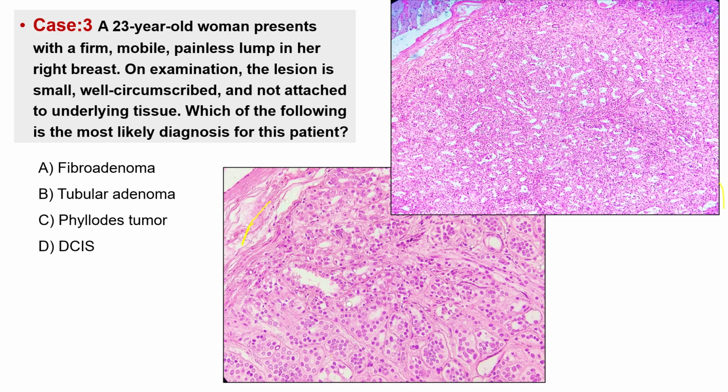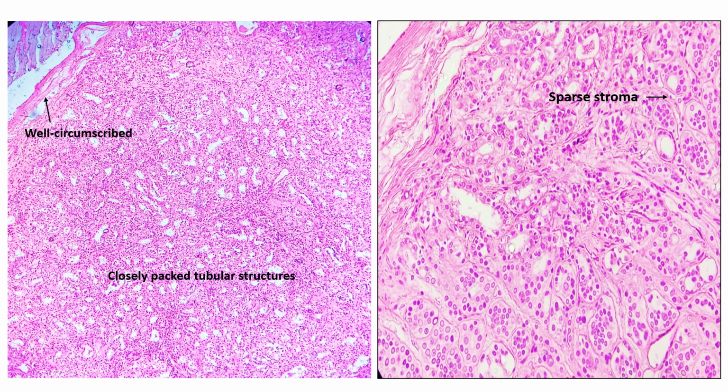So what will be your differential diagnosis? It can be fibroadenoma, it can be tubular adenoma, it can be Phyllodes tumor, and DCIS also can be one of the differential diagnoses. So here you are able to see the lesion which is well circumscribed, and it consists of closely packed tubular structures. All these are the tubular structures, and these tubules are lined by double layered epithelial cells, inner epithelial and outer myoepithelial cells.